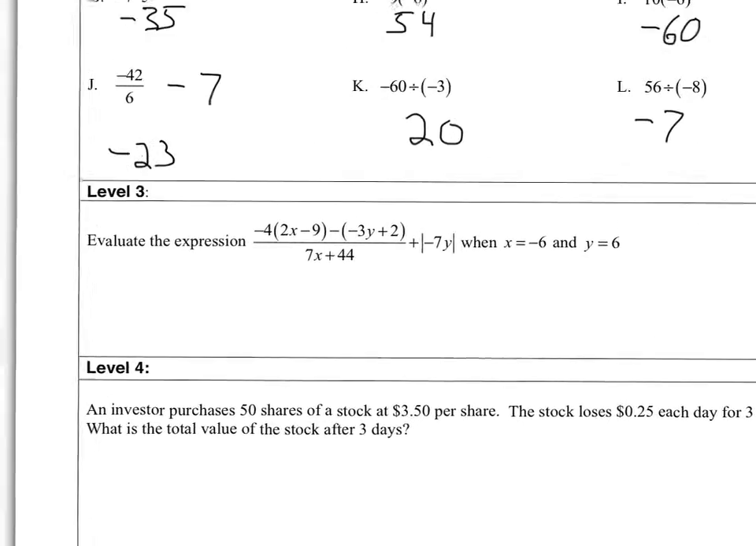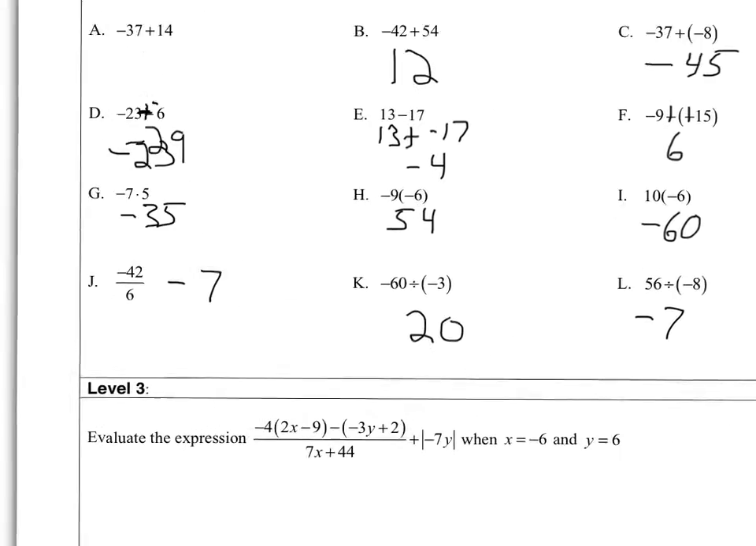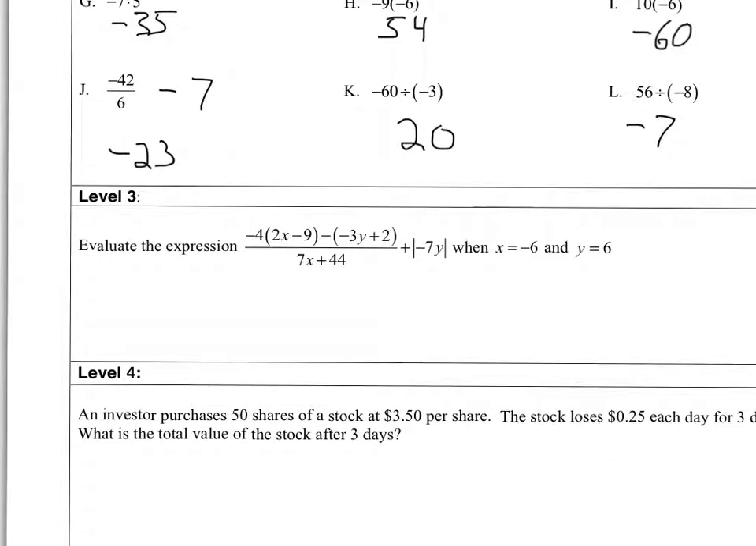Now, in the Level 3 style question, we have a rather lengthy looking algebraic expression. It contains two variables, and we have some absolute value bars in here. We're going to have to follow the order of operations, so we're going to take this one step at a time. I'm going to start by just replacing the x's and the y's with negative 6 and 6 respectively.